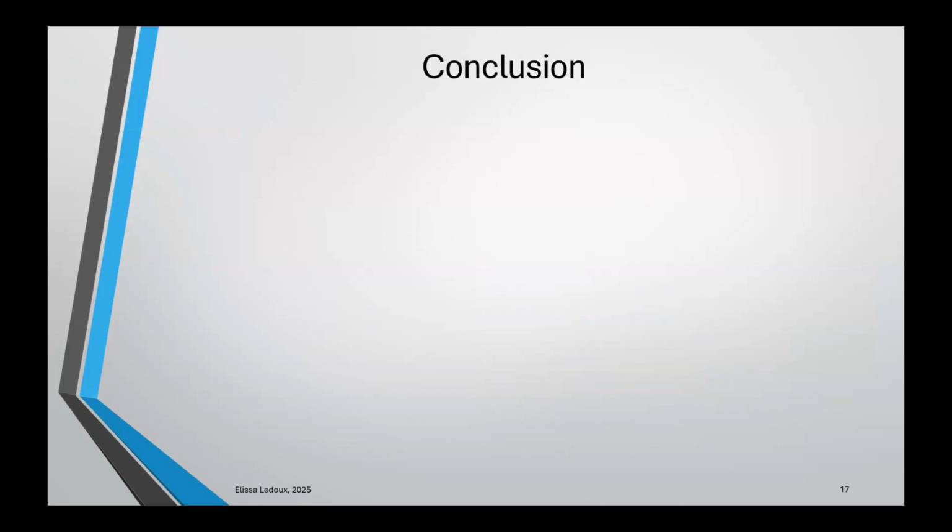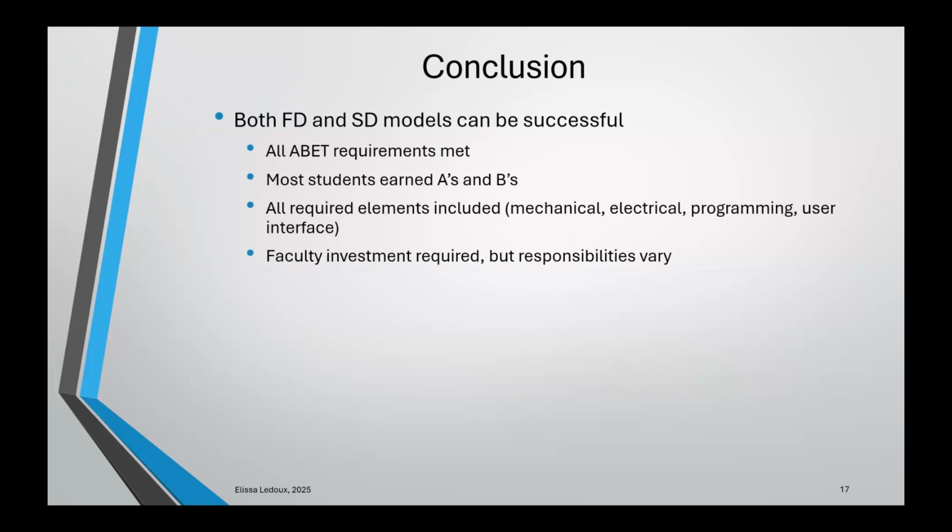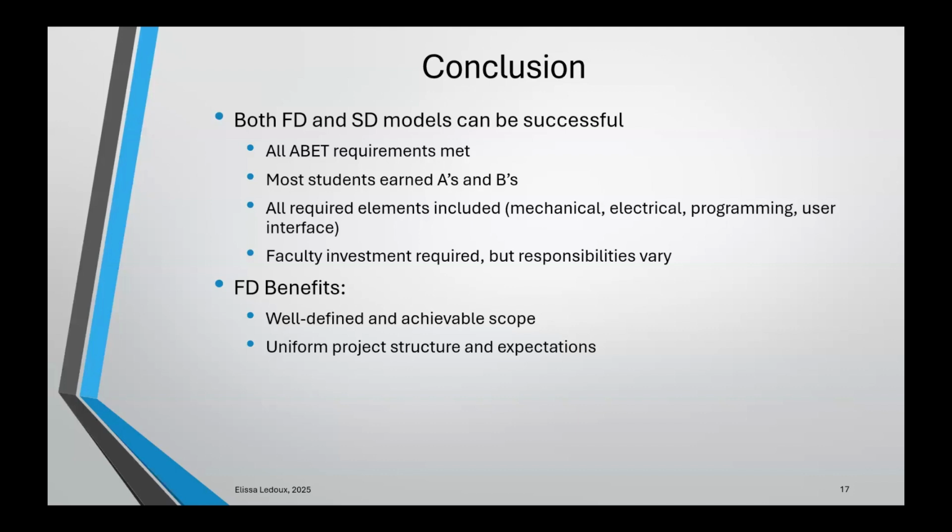So in conclusion, both faculty-driven and student-driven models can be successful, with projects meeting all ABET and Mechatronics requirements and most students earning A's and B's. Faculty investment is required, but the responsibilities vary depending on the approach used. The benefits of the faculty-driven projects are well-defined and achievable scope, as well as uniform project structure and expectations. The benefits of the student-driven method are strong student investment and autonomy, and creativity and variety is guaranteed.